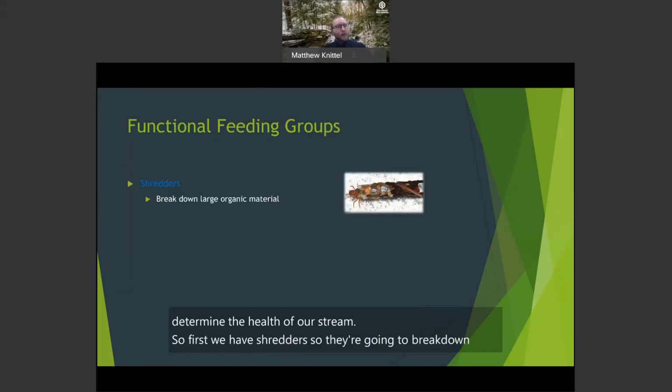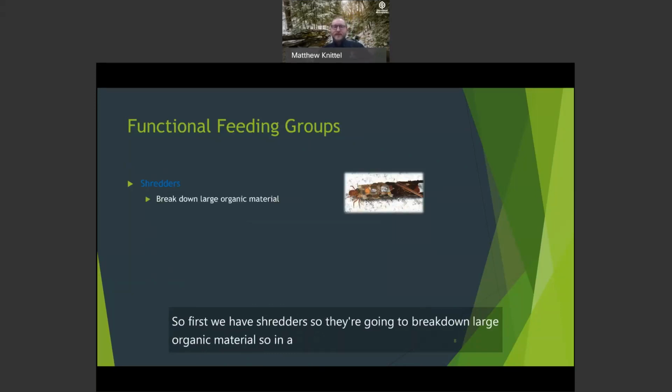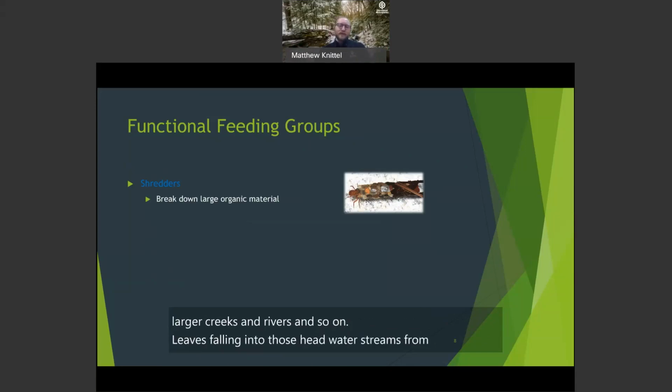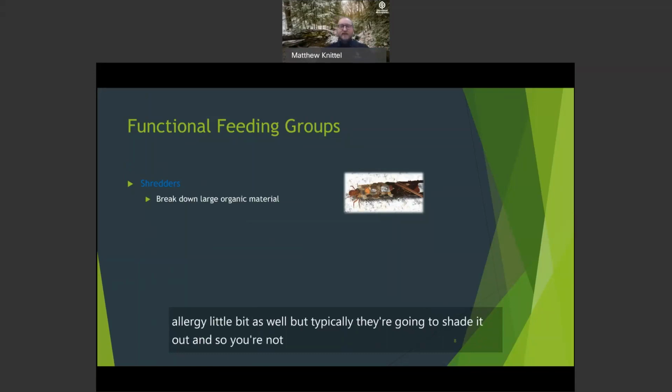So in a lot of our headwater streams, those are our tiny little streams that are the first little streams that start flowing and then will combine to form our larger creeks and rivers and so on. Leaves falling into those headwater streams from our trees, that's that first building block of our food chains and food webs. So there's not a lot of aquatic macrophytes, plants growing in the water. You can get some algae a little bit as well, but typically they're going to be shaded out, and so you're not getting a lot of sunlight in, so you're not going to get a lot of algae growth either.